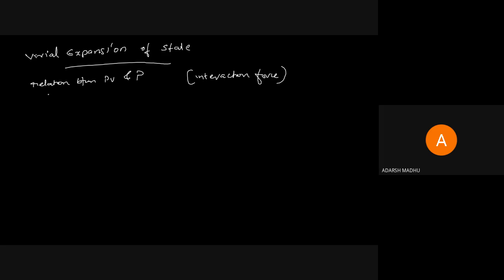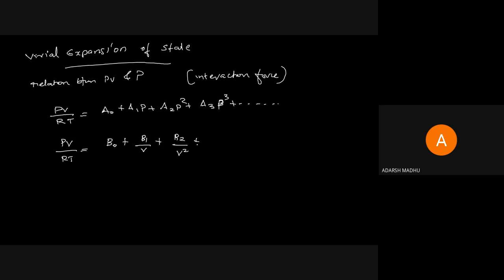PV by RT equal to A naught plus A1 P plus A2 P square plus A3 P cube plus A4 P to the 4, etc. And again, using the B quantity, PV by RT equal to B naught plus B1 by V plus B2 by V square plus B3 by V cube plus etc. So the first one is the relation between PV and P, and the second one is the relation between PV and V.